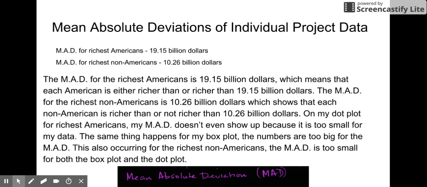The median of the richest Americans is $19.15 billion, which means that each American is either richer or not richer than $19.15 billion. The median for the richest non-Americans is $10.26 billion, which shows that each non-American is richer than or not richer than $10.26 billion.